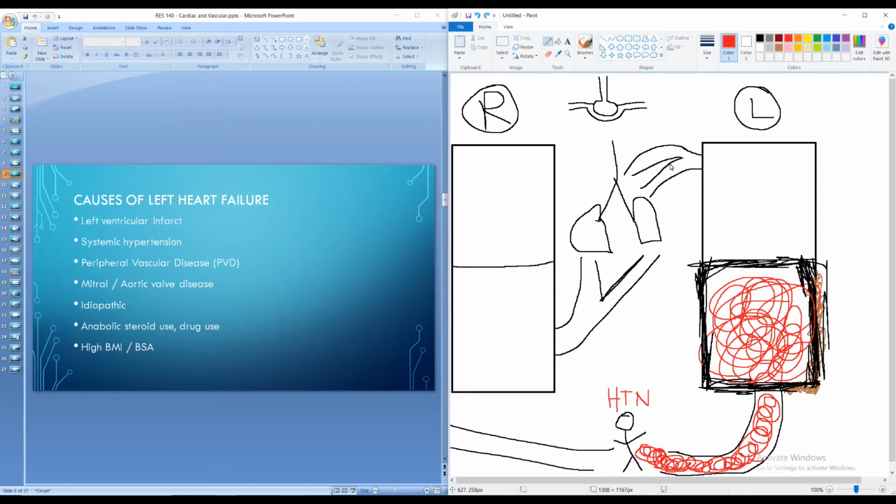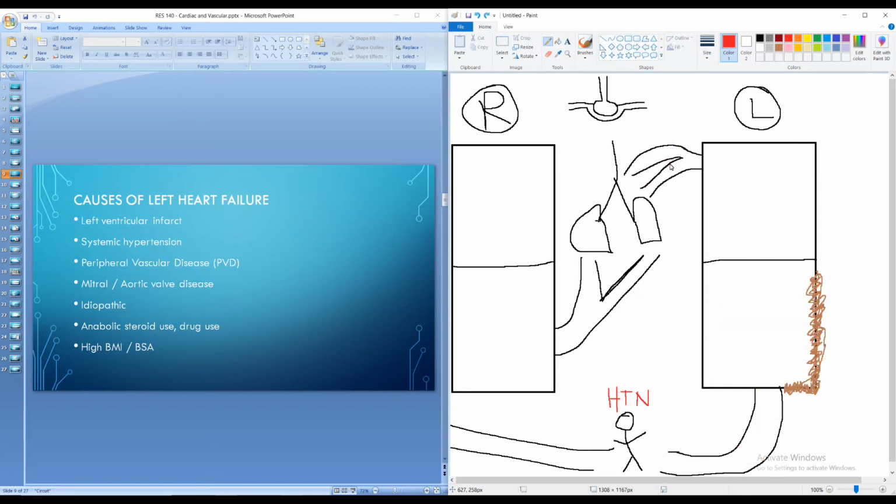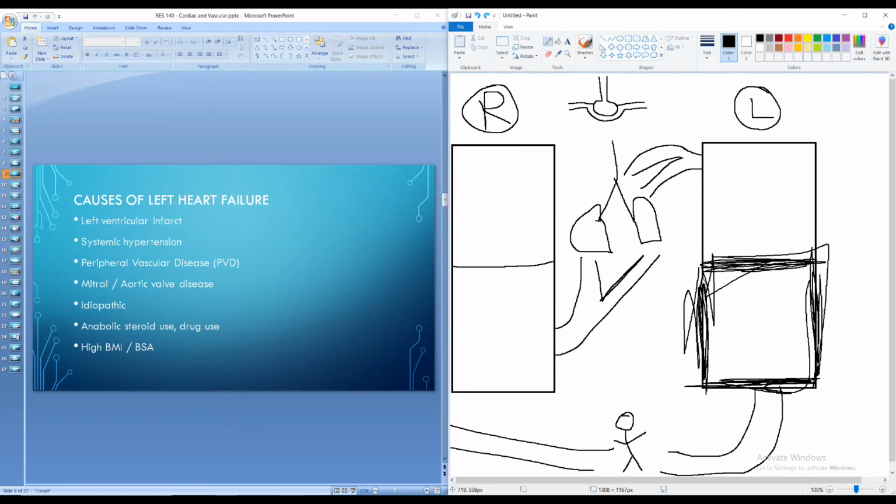How many backups am I going to have to do to get this to go away? Sweet. Back to normal, except I am going to scribble in here and make this the big thick chamber. Rah, rah, rah. Thick chamber. Oops. Okay, whatever. It's got a little appendage in there.